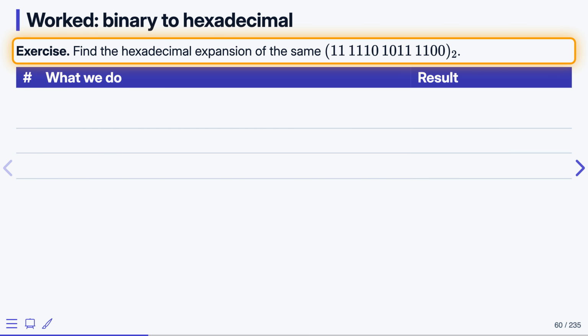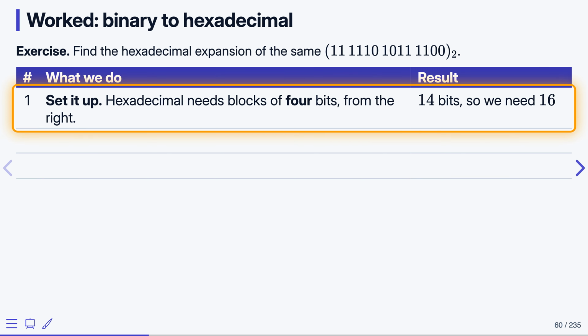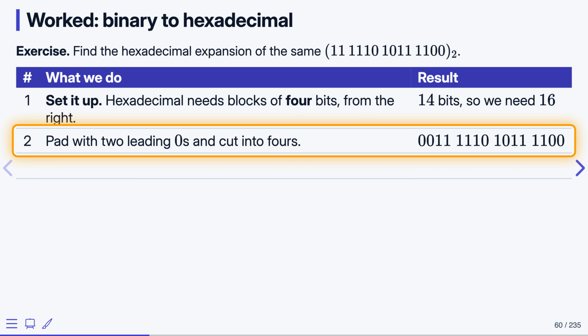Same bits, different grouping. Now we want the hexadecimal form. Step 1. Set it up. Hexadecimal needs blocks of 4 bits, again counted from the right. We have 14 bits, so we round up to 16. Step 2. Pad 2 zeros on the front, then cut into 4s. We get 0, 0, 1, 1, 1, 1, 1, 0, 1, 0, 1, 1, 1, 1, 0, 0.